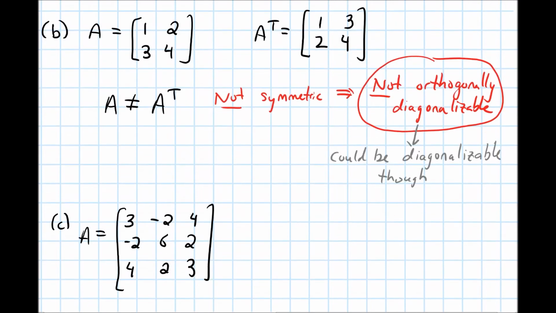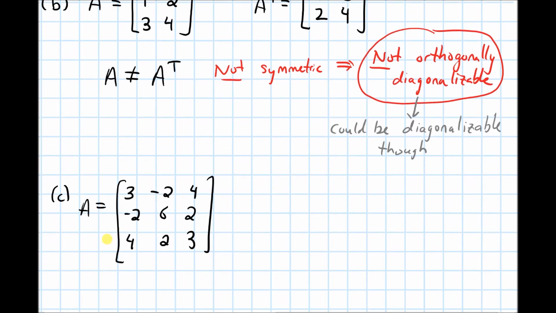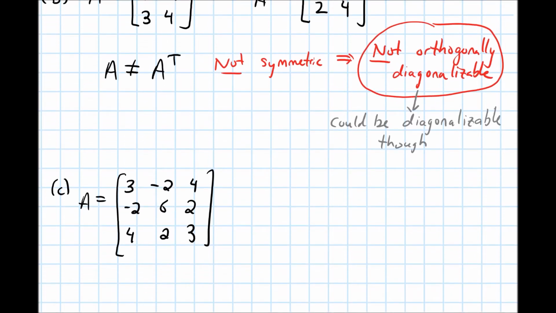So now let's do a 3 by 3 matrix. So let's say A is this matrix right here. Let's first determine whether or not this is orthogonally diagonalizable. So by looking at this matrix, we can see that A is going to be equal to its transpose. When I look at all the entries that are mirror images of each other across the diagonal, they're all the same. The negative 2 and the negative 2, they're the same. The 4 and the 4, and the 2 and the 2. So this is going to be symmetric. So because it's symmetric, that means it's orthogonally diagonalizable.